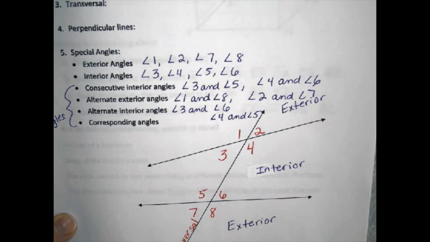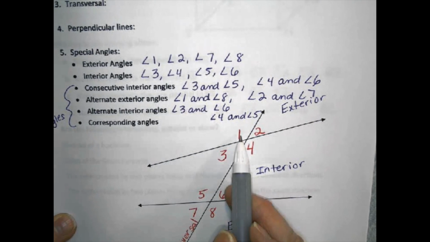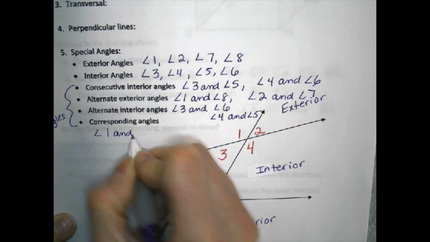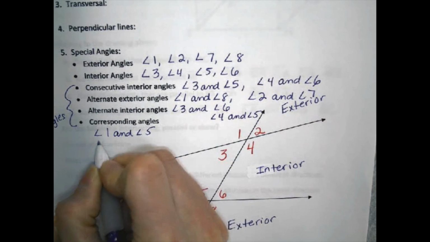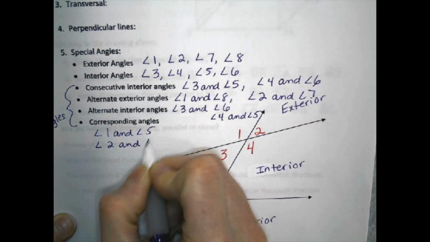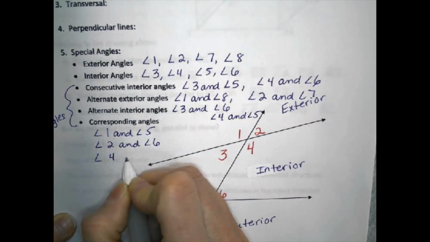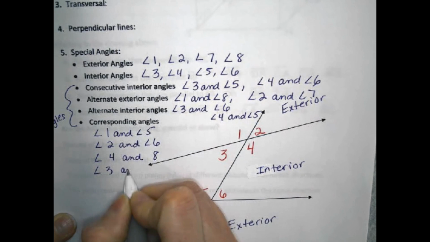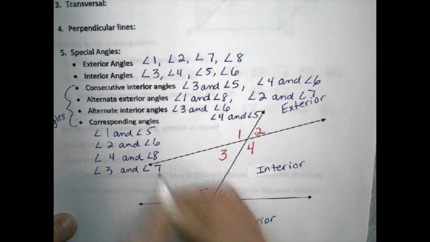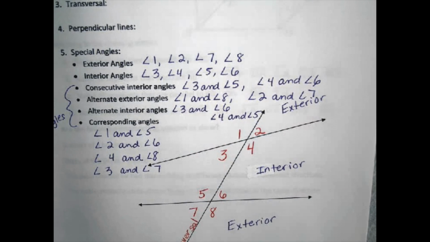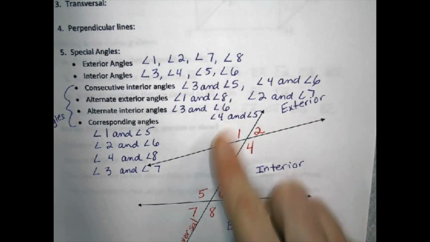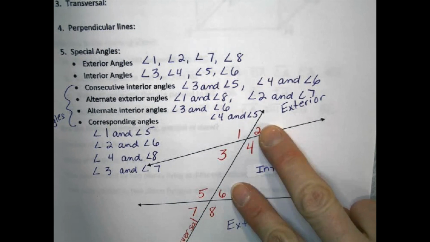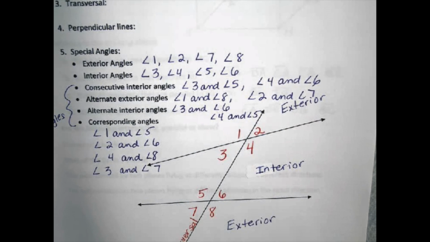So for example, 1 would correspond with 5. So we have angle 1 and angle 5. We also have angle 2 and angle 6, angle 4 and angle 8, and angle 3 and angle 7. So as you can see, if I consider this to be the coordinate plane and I had 4 different quadrants, 1 and 5 go together, 2 and 6 go together, 3 and 7 go together, and 4 and 8 go together.